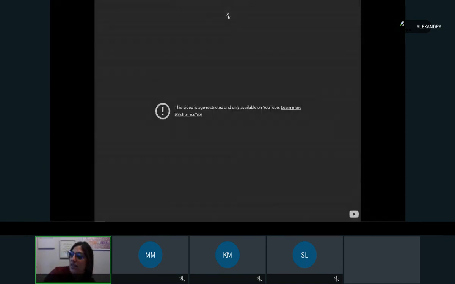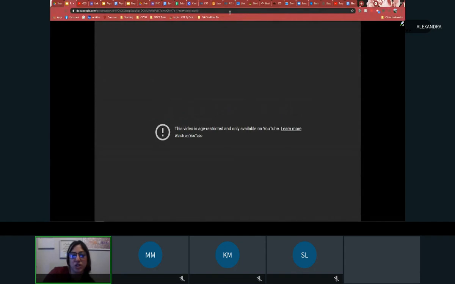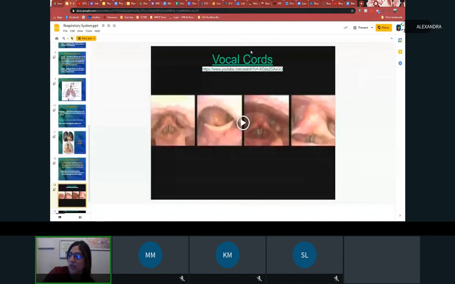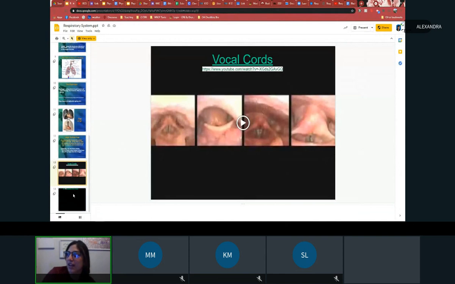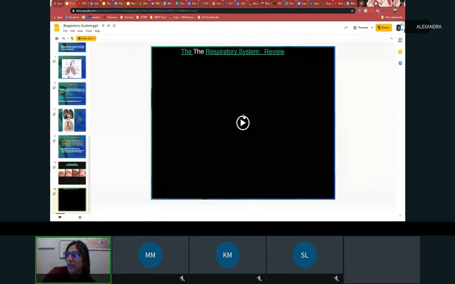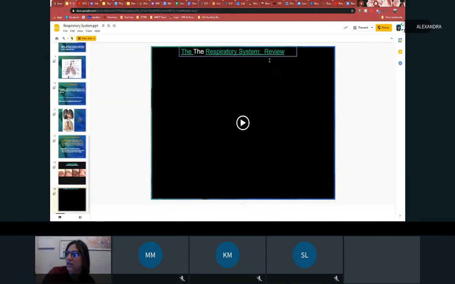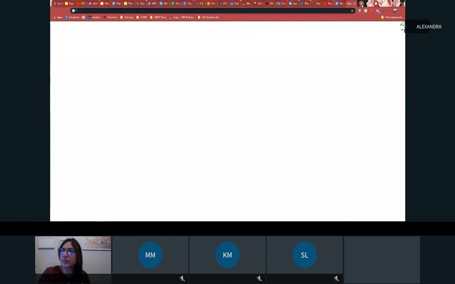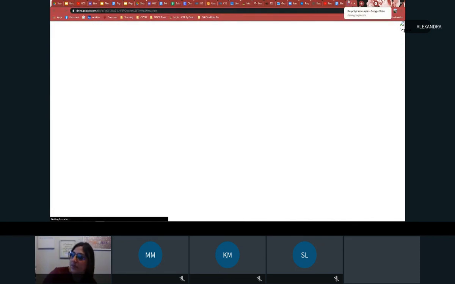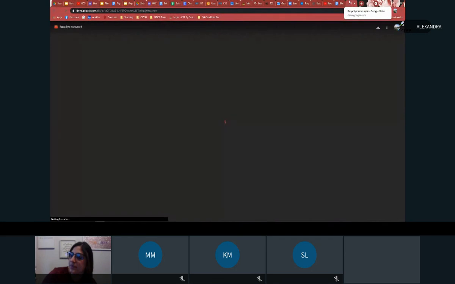So these are vocal cords. This is not available, but it was just going to show you how to open and close the vocal cords. It's okay. So that in a nutshell, let's see if this video is still functioning. No, it's not going to work.